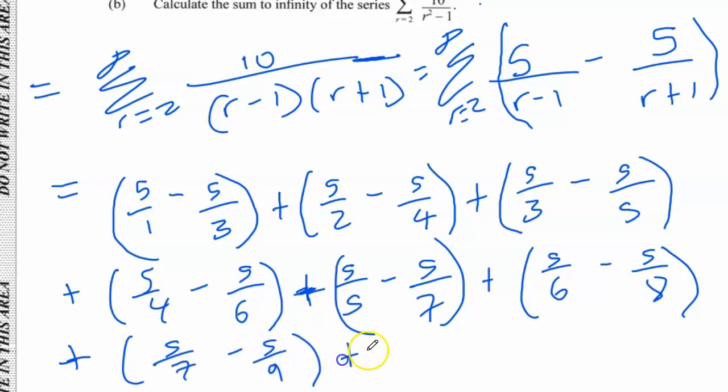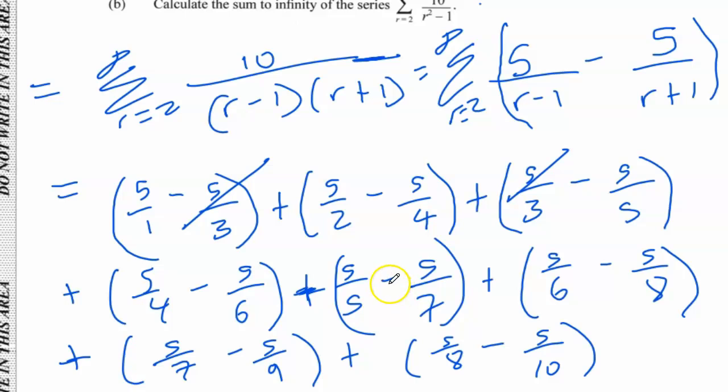That's the one. When r is 9, it's 5 over 8 minus 5 over 10, and so on. Now do we pick up a pattern here? Notice, this term will cancel. Negative 5/3 will cancel with positive 5/3. Positive 5/2 doesn't cancel with anything.